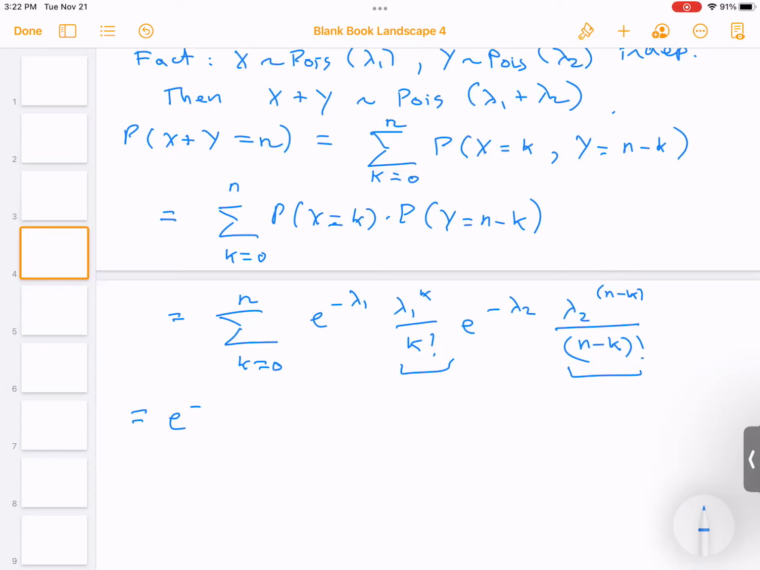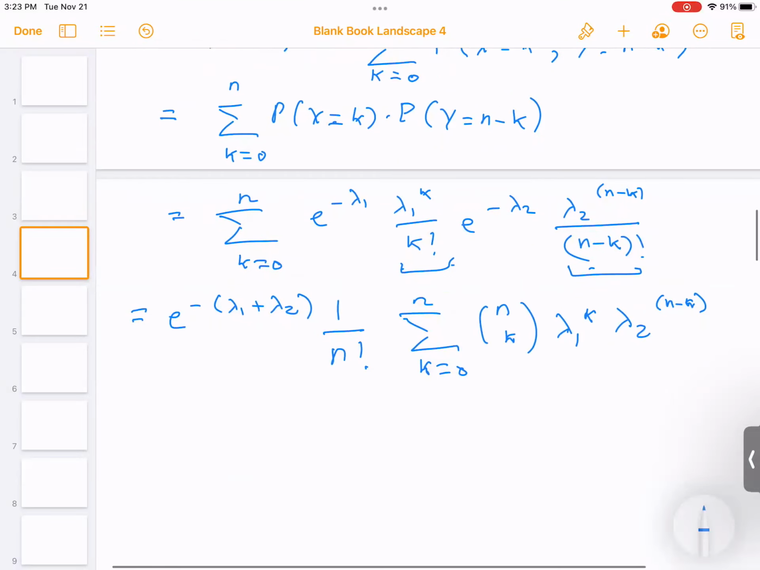e to the minus lambda 1 plus lambda 2. I'm taking that constant term outside the sum, and I'm going to write 1 over n factorial out here. And then inside, I have k equals 0 to n. Now combining the n factorial in the numerator with these two, I get n choose k. And what's left? The lambda 1 to the k, the lambda 2 to the n minus k. That's exactly what I want.